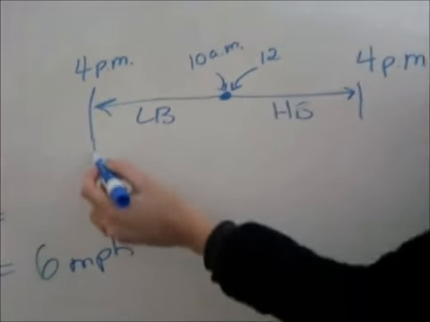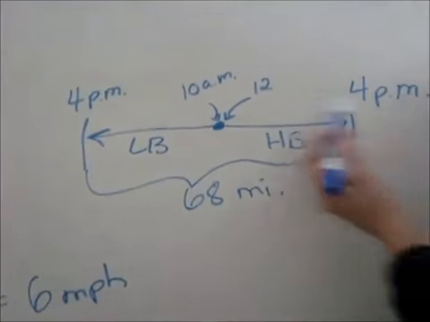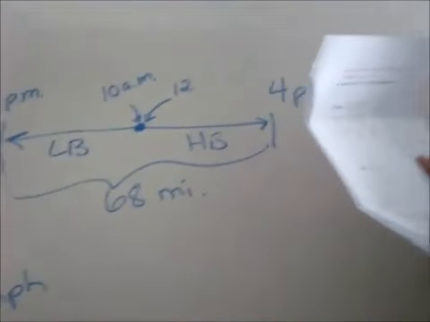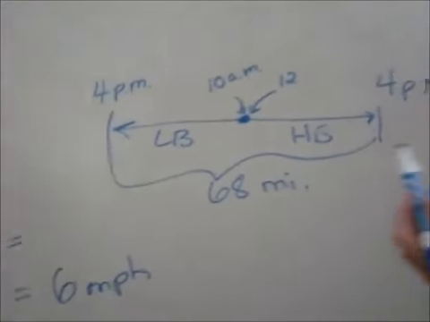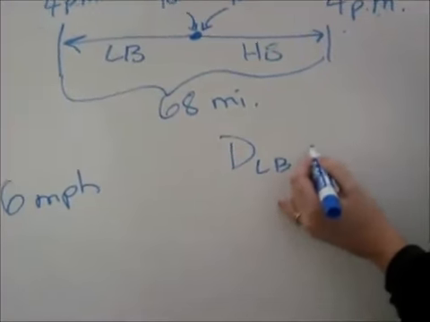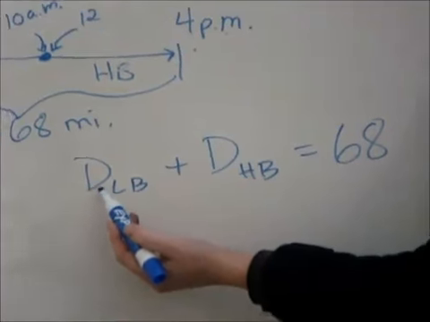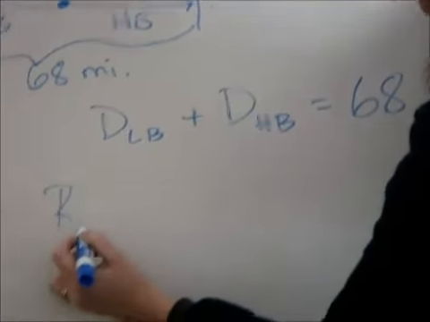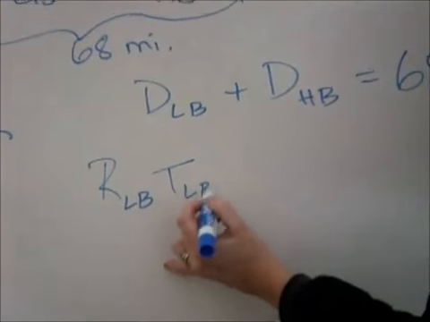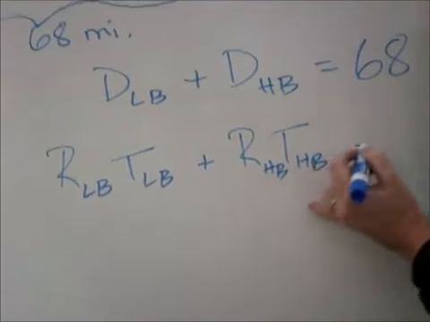If they were 68 miles apart at 4 p.m., how fast did Happy Bear lope? So this is one of the ones where this distance plus this distance has to equal 68. So it's the distance of Little Bear plus the distance of Happy Bear equals 68. We always take our distances and make it rate times time. So rate of Little Bear, time of Little Bear, plus rate of Happy Bear, time of Happy Bear, equals 68.